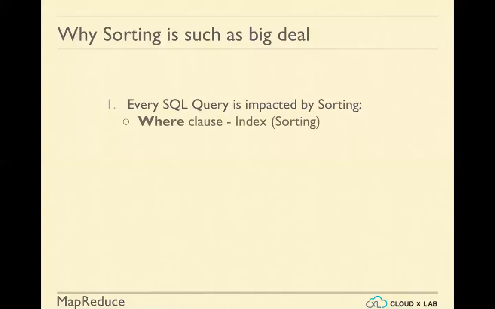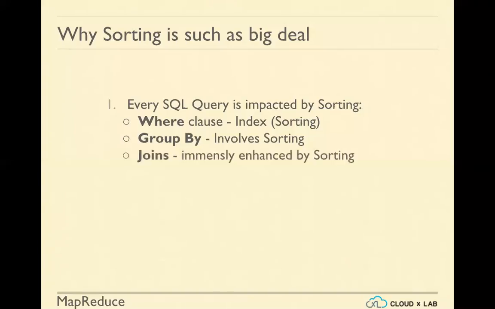So every SQL query is impacted by sorting. The where clause, for example, when you do select star from this table where, gets impacted by the indexing. Similarly, group by. What is group by? Group by is nothing but sorting. The way group by works is you order the data first and then keep going from the top, and as long as it's the same value, it keeps grouping together, and as the value changes, it starts a new group, right? So group by is sorting followed by grouping. Group by internally is sorting.